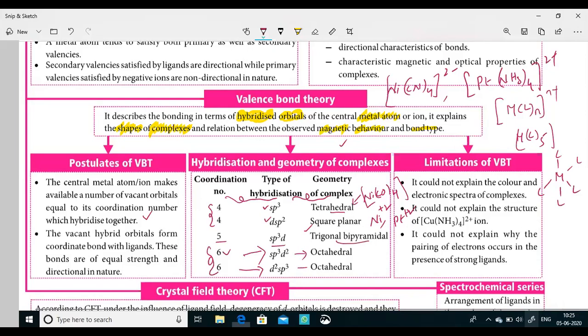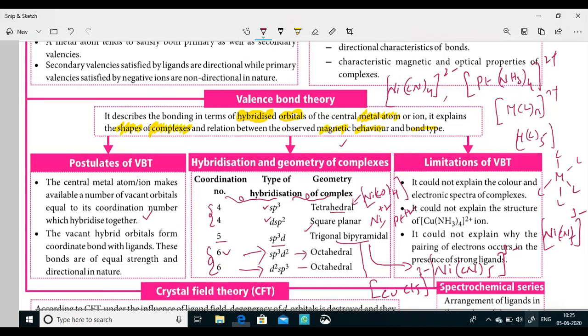For example, take nickel with oxidation number +3, pentacyanonickelate. It shows trigonal bipyramidal geometry, this complex [Ni(CN)5]3-. One more example you can take is the copper complex CuCl5, with oxidation state +2, [CuCl5]3-. It will show trigonal bipyramidal.